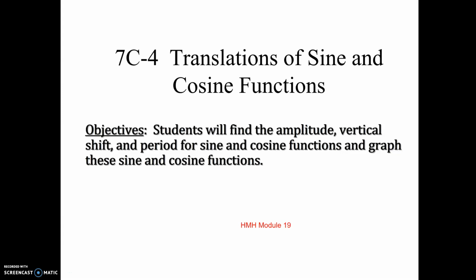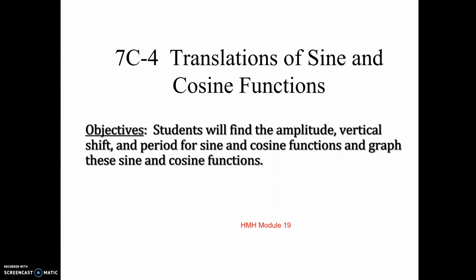The objective for today is that students will be able to find amplitude, the vertical shift, and period for sine and cosine functions. And the second part of the objective is to graph the said functions. However, I'm gonna have a second day in class where we'll go over graphing. So you don't have to worry about graphing.